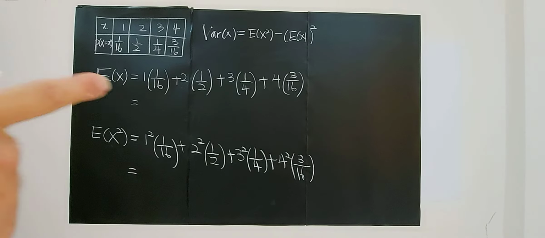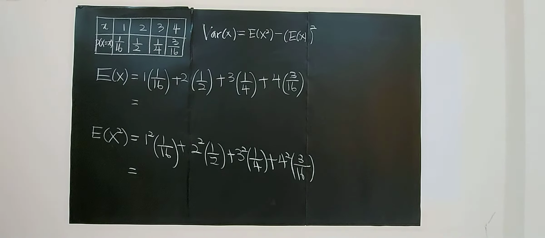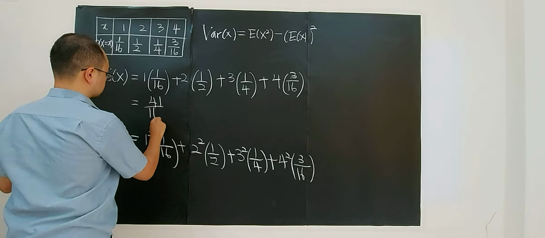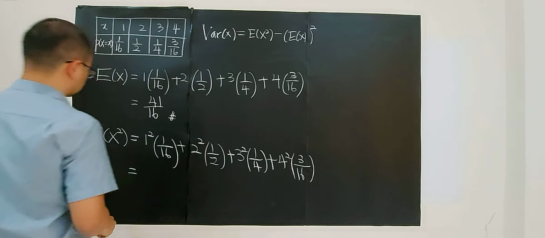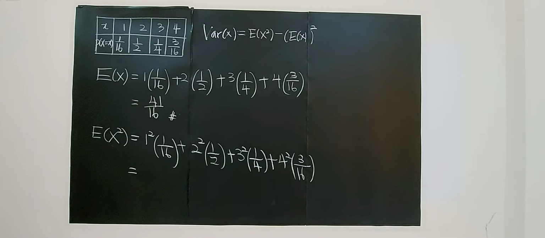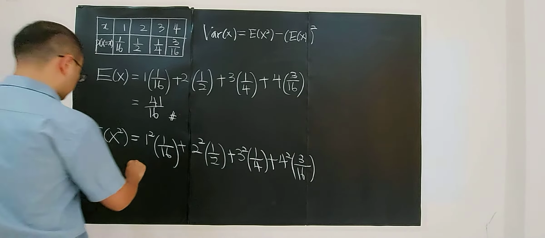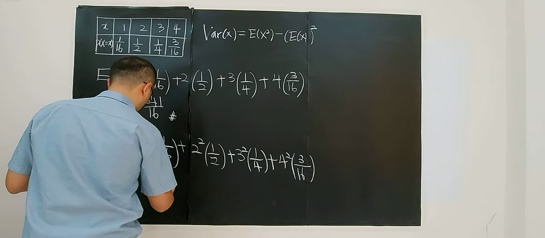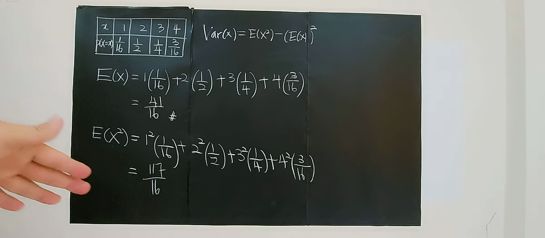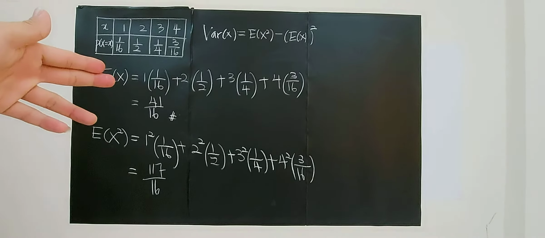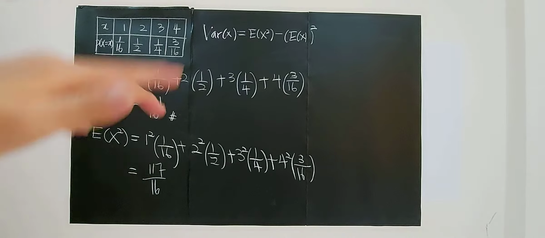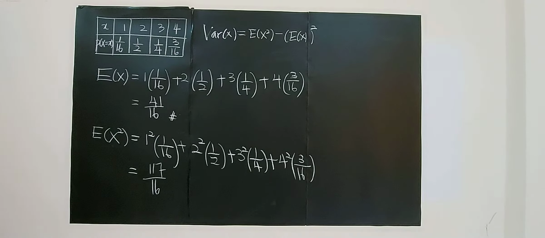For the expectation, using a calculator, you get the value of 41 over 16. And how about the expectation of x squared? You get 117 over 16. So we have found the value for E(x squared) and the value for the expectation of x. We have to put these values into the formula to find the variance of x.